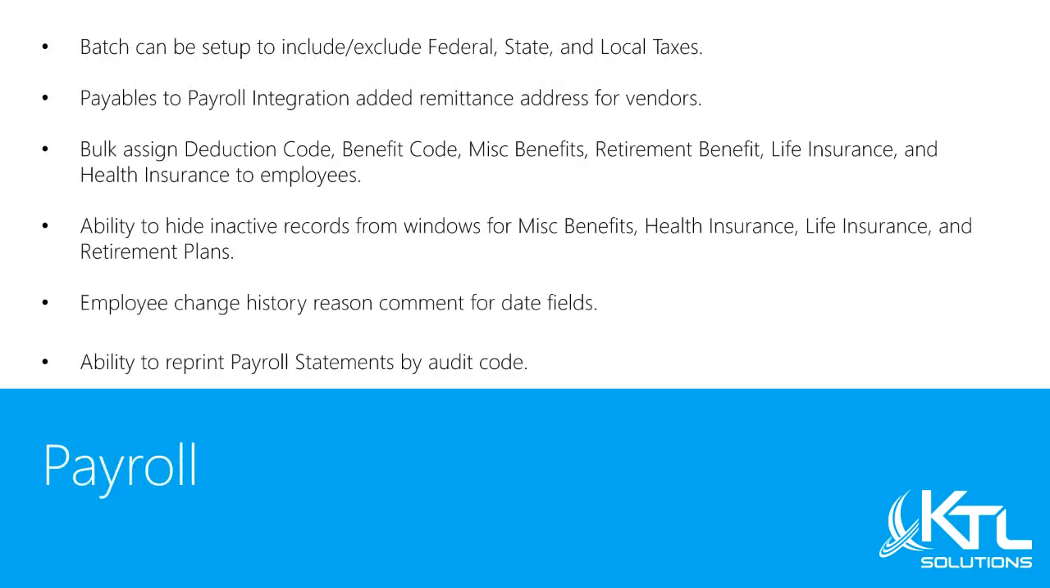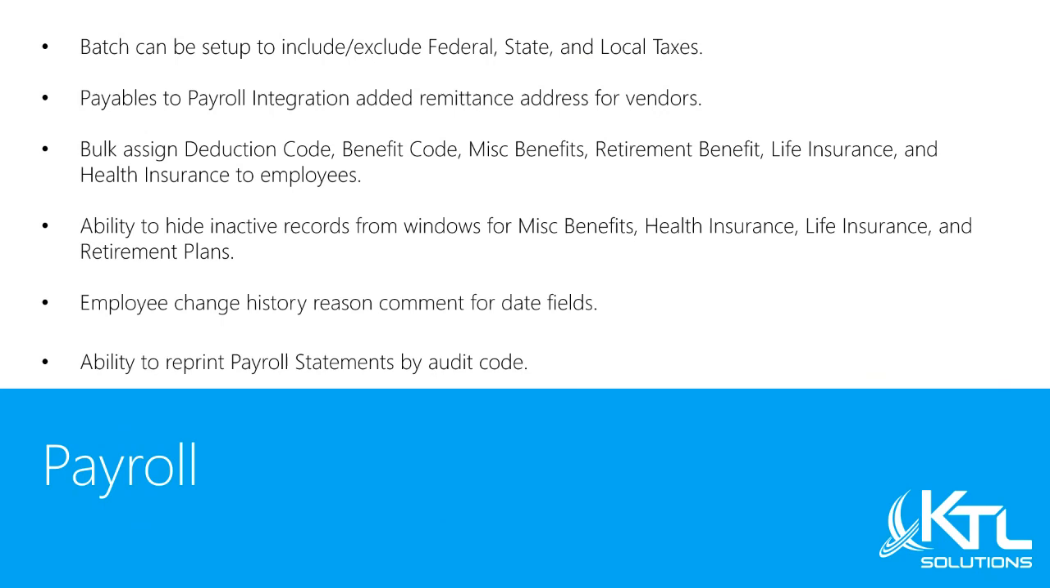In payroll, there were some enhancements as well. They've added the batch setup for including federal, state, and local taxes. They've added payroll integrations to add remittance address information for the vendors when they're integrated into the system, rather than adding just a default address and then going back into GP to add those remittance details. They've added bulk assigned deductions and benefits, miscellaneous, various health insurance and life insurance to employees on a mass scale rather than doing employee by employee by employee. It saves a lot of time when we're trying to set up our system or adding employees to our payroll and benefits and so forth.